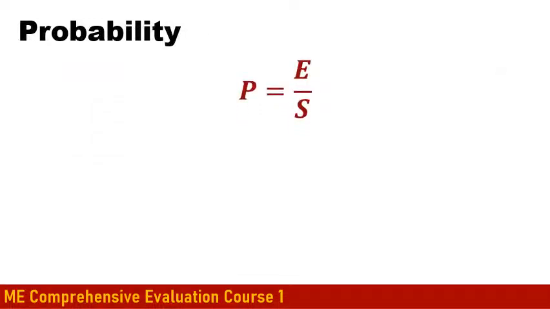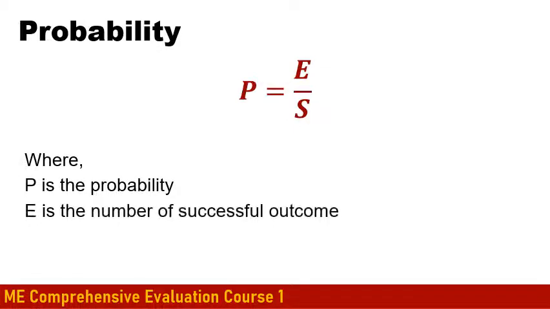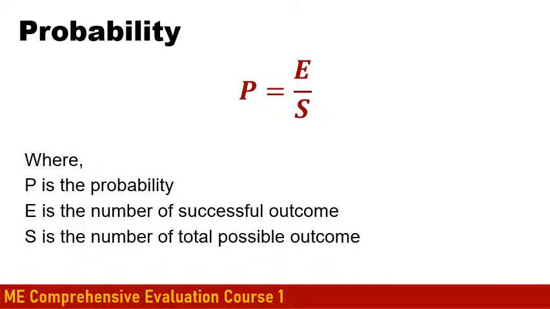Probability is defined as P equals E over S, where P is the probability of an event occurring, E is the number of successful outcomes, and S is the number of total possible outcomes. As you can observe, the probability is between 0 and 1.